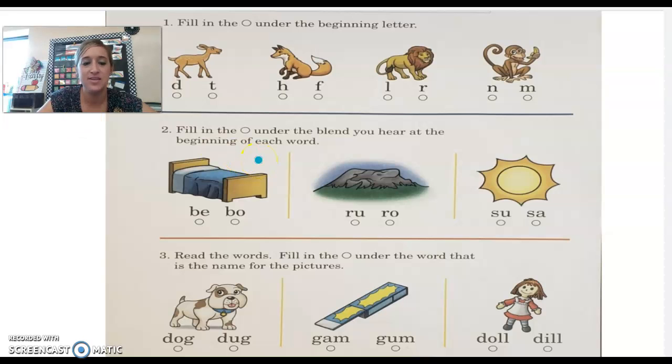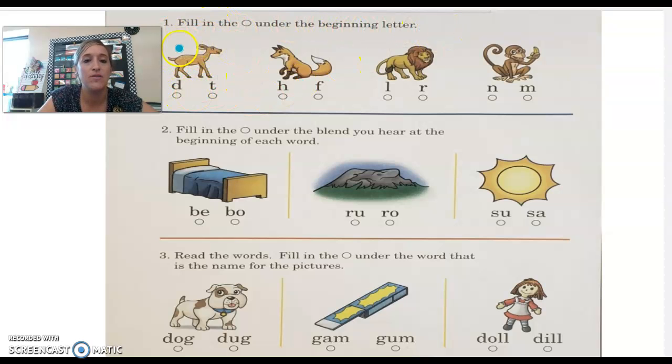Hey guys, this is our lesson 54 classwork page. It is page 45. All right. And so it says, number 1, fill in the circle under the beginning letter.